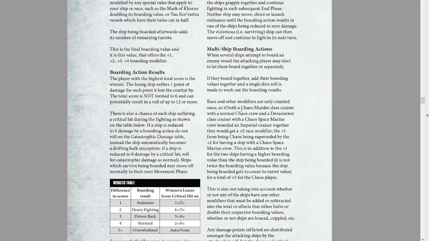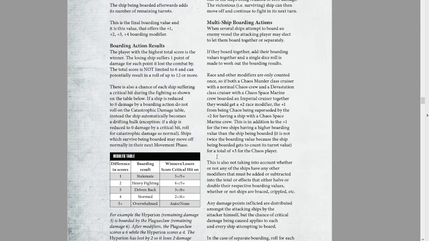So if both a Chaos Murder cruiser with a normal Chaos crew and a Devastation cruiser with a Chaos Space Marine crew board an Imperial cruiser together, they would get a +2 race modifier for having a ship with a Chaos Space Marine crew, which supersedes the +1 for being Chaos. This is in addition to the +1 for the ships having a higher boarding value than the ship being boarded. It is not twice the boarding value because the ship being boarded gets to count its turret value, for a total of +3 to the Chaos player.